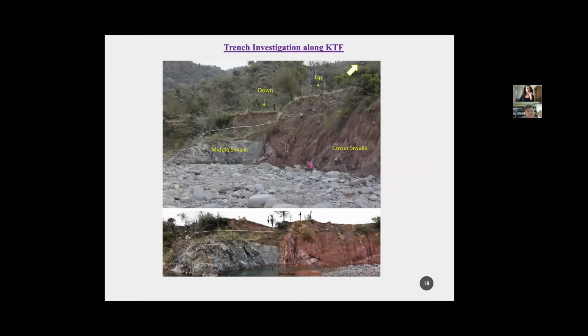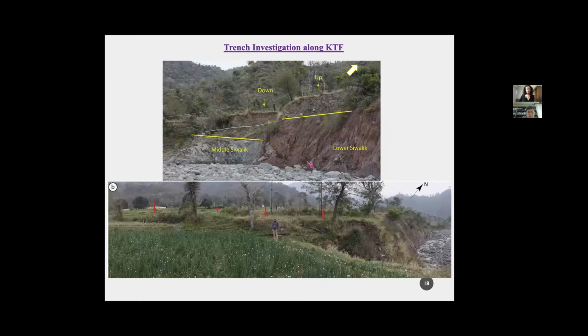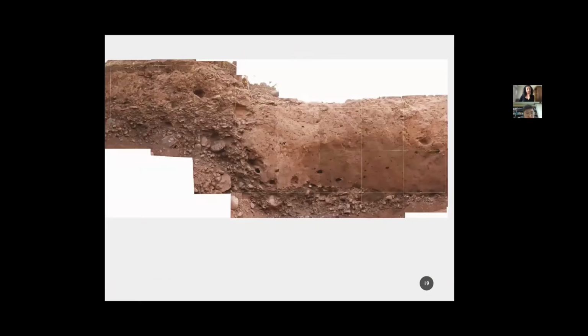You know, there are juxtaposition of two different litho units: red sandstone of lower Shivalik with the gray sandstone of middle Shivalik. Moreover, you could see that this part has been uplifted. So this fault shows both strike slip plus dip slip component. So it's an oblique slip fault. So along the trace, we excavated the trench, and it was a beautiful trench where you can see two different lithology are juxtaposing each other. And we were lucky to have finer deposit in this trench.